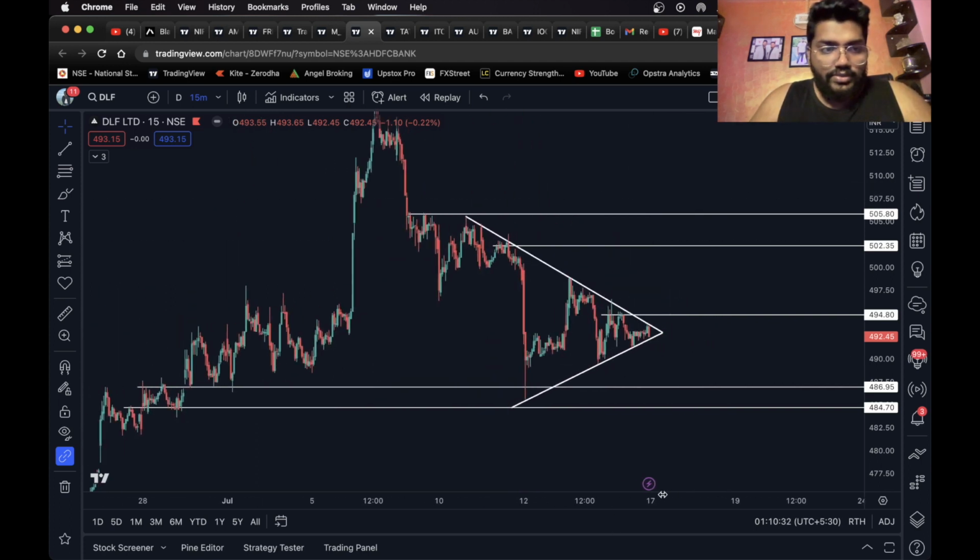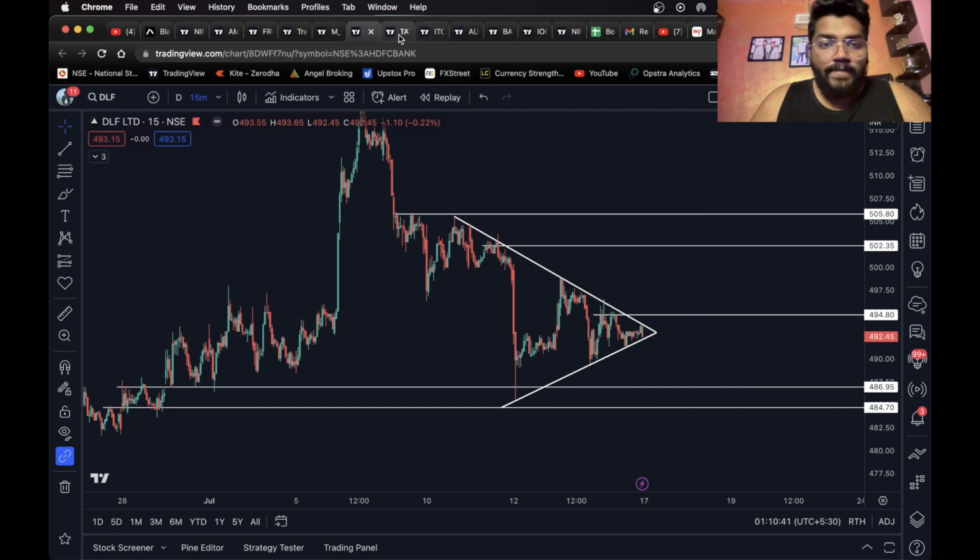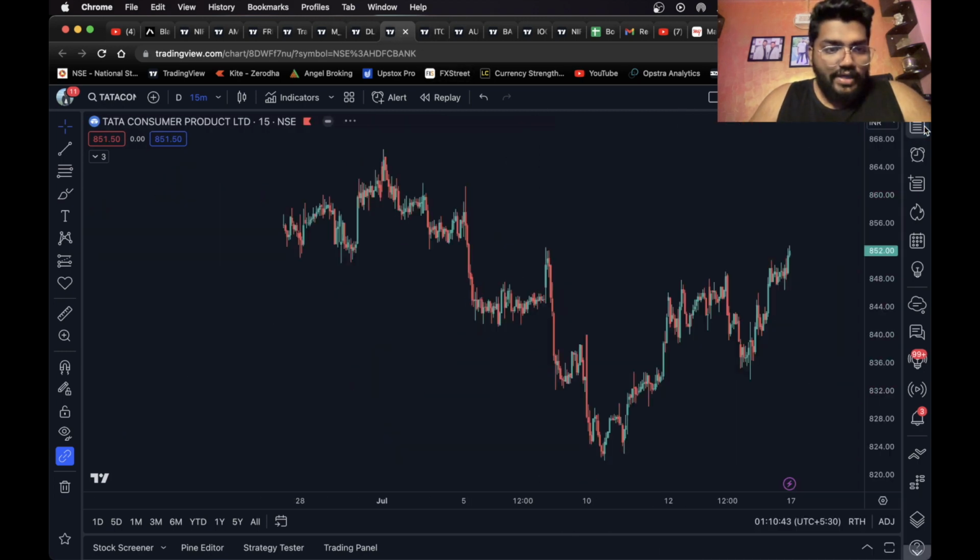Okay, so this is it for DLF. Very simple symmetrical triangle pattern, and a trade can be taken on breakout on either side. I've marked the targets, and you can hold it accordingly. Moving on to the next one, we have Tata Consumers.